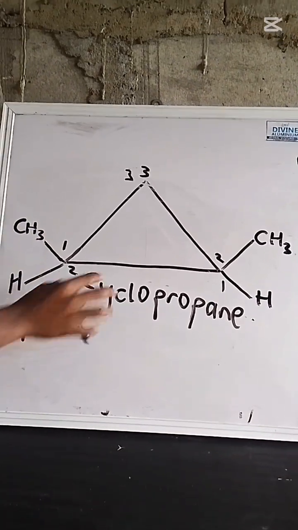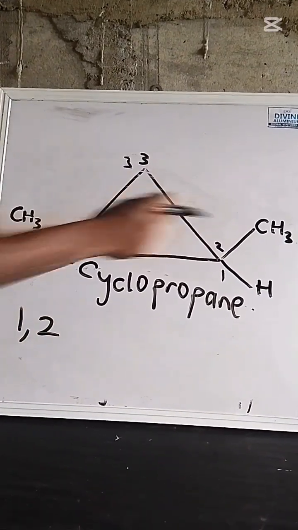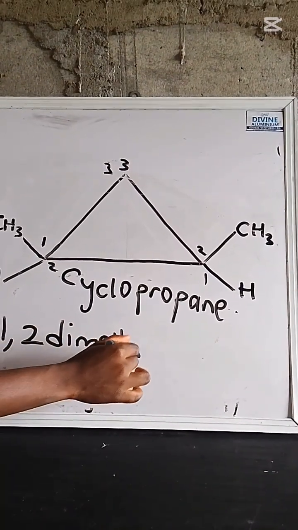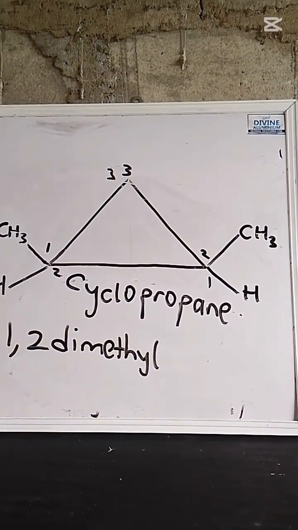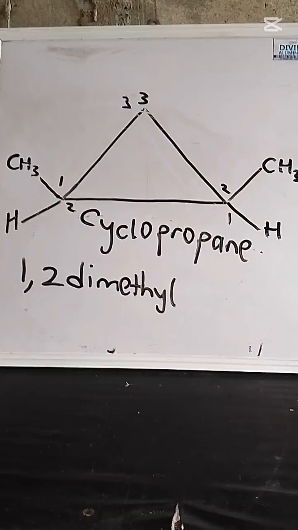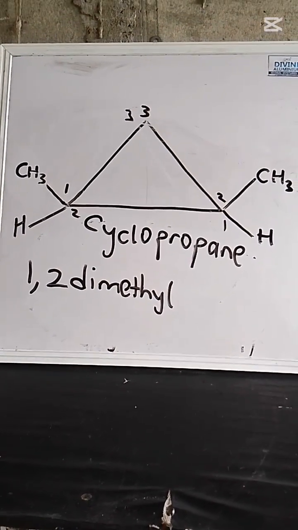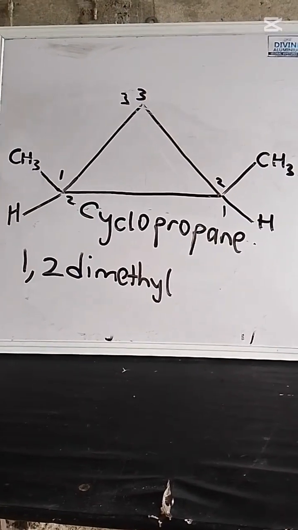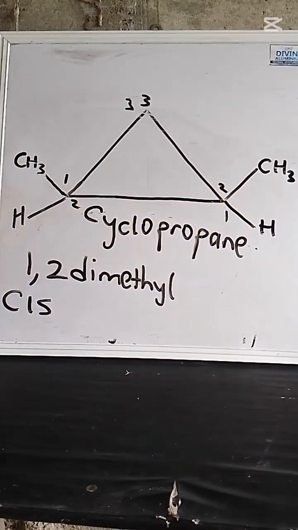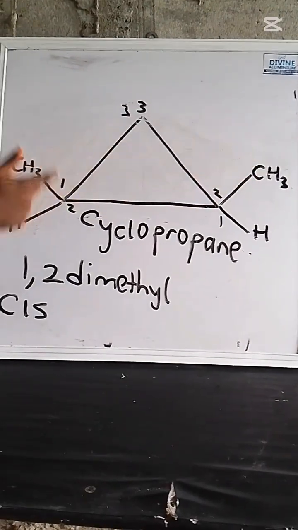So therefore, I have 1 on the first carbon, and 2 on the second carbon. Now, since there are 2 methyl groups, I have dimethyl. 1,2-dimethyl. Now, you can see that these are the same group. They are methyl groups. And they are on the same plane of reference. So if I'm naming this compound, CIS will come first. So therefore, I have CIS. But assuming we have a methyl group here and a methyl group here, you can see that they are trans, because they are on opposite sides of the plane of reference. But since they are on the same side of the plane of reference, they are CIS.